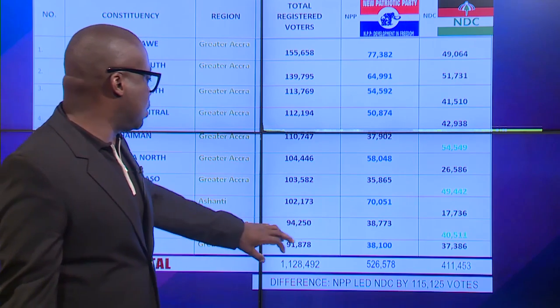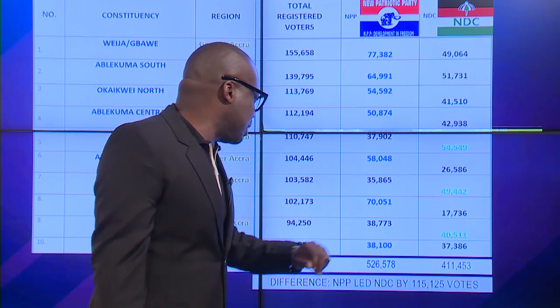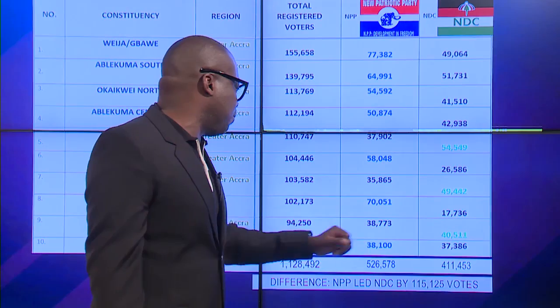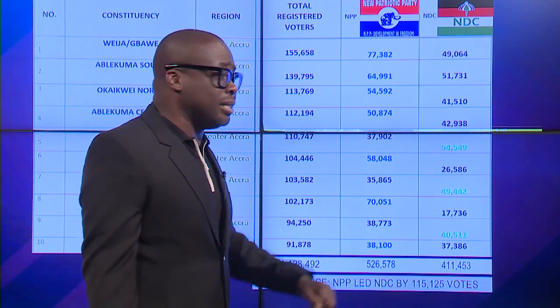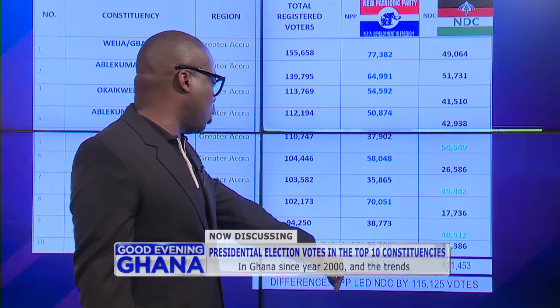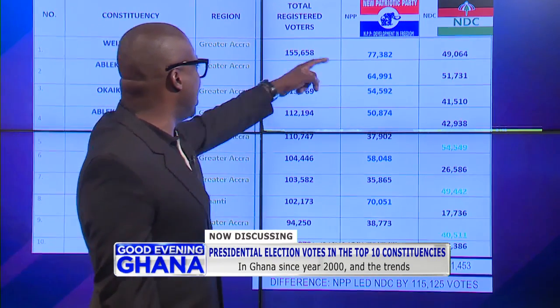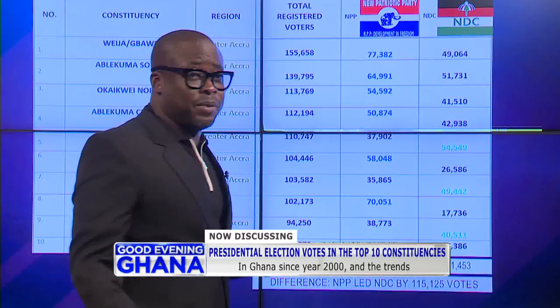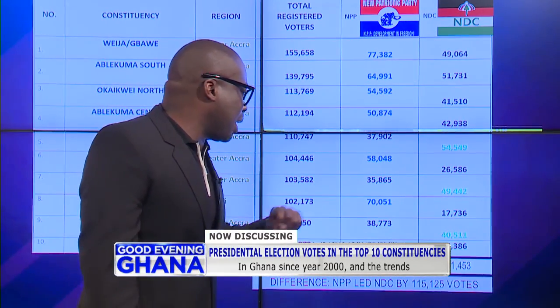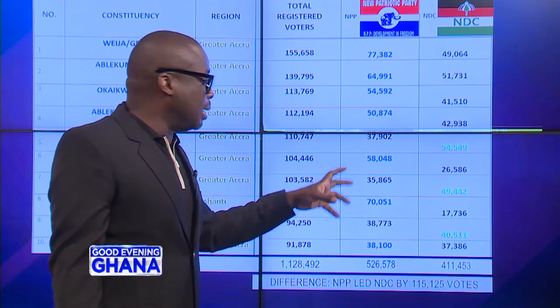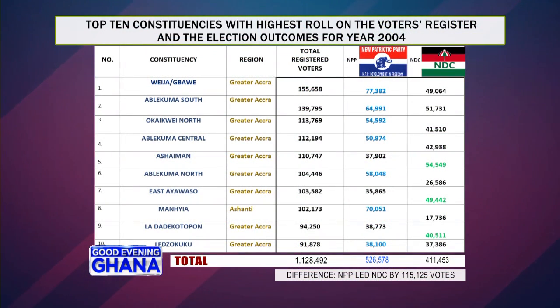registered voters, he's grabbing 526,578. And John Evans Atta Mills of the NDC is grabbing 411,453, and the NPP is leading the NDC in the votes cast in the top 10 constituencies by 115,000. That's significant because John Kufuor is winning 1, 2, 3, 4, 5, 6, 7 constituencies, and that gives him a lead of over 100,000 on Professor Mills. It means that in the constituencies where Professor Mills was winning, the votes were quite significant. So the difference between the two candidates is 115,000. This is 2004's results from the top 10 constituencies.